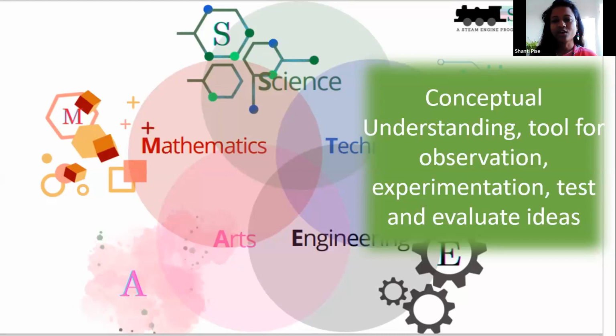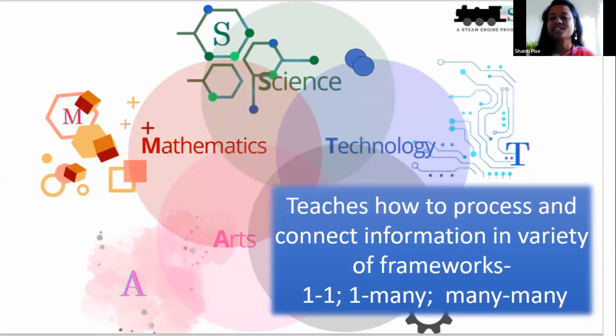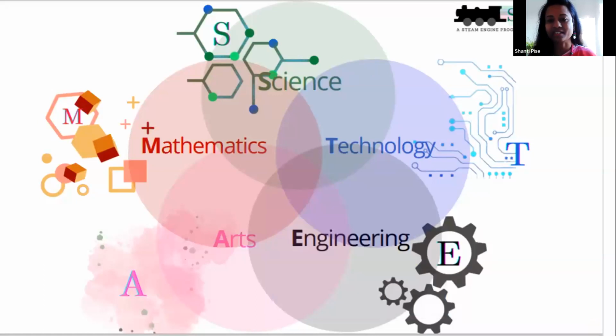Okay. Along with science, next one is technology, right? तो technology में क्या है? It teaches us how to process and connect information in a variety of frameworks. We are surrounded with information, but how this information is processed, how it can be connected, one to one, one to many, and many to many, all these forms, how these can be passed on. That is what technology will help us in understanding.